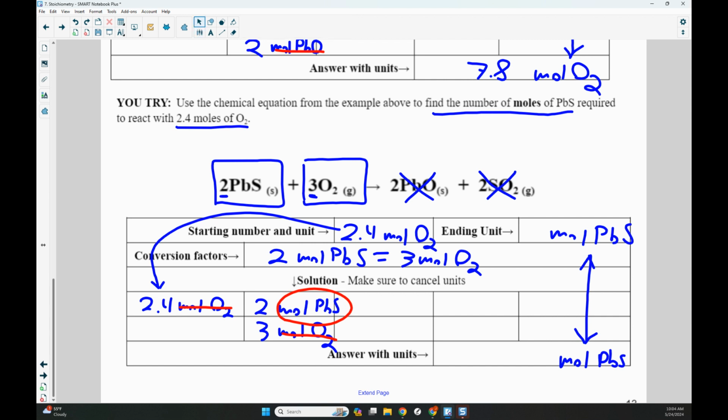So the last step is I times on top and divide down. So I take 2.4 times 2 divided by 3, and then I hit enter, and I get 1.6 moles of PbS. So I just figured out that if I'm going to use 2.4 moles of oxygen, I would need to use 1.6 moles of PbS along with it.